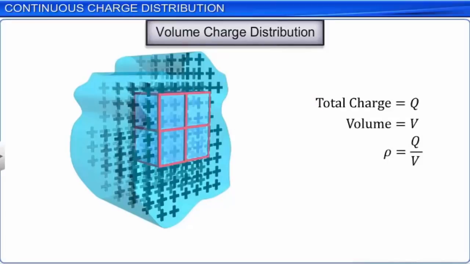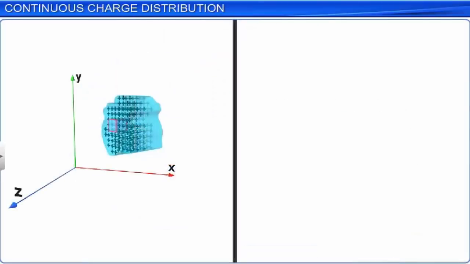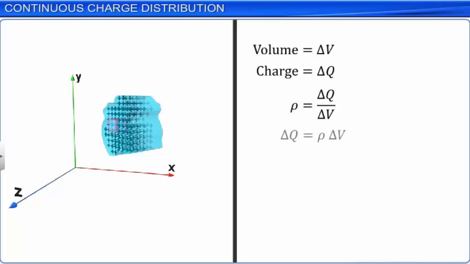Now, consider the small volume element, delta V, of charge distribution, carrying a charge, delta Q. We know that the charge density rho is equal to delta Q by delta V. Thus, charge on the volume element is delta Q equal to rho delta V. The position vector of the volume element, delta V, with respect to the origin O is R. Consider a point P in the electric field of the volume charge distribution, which is at a distance of R dash from the volume element, delta V.